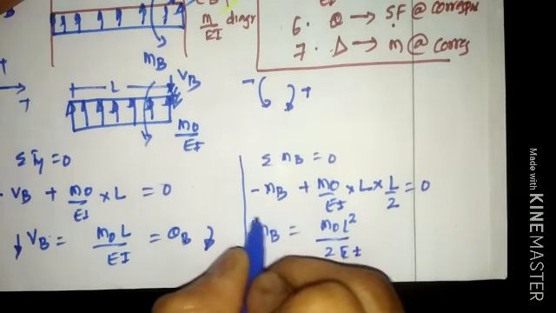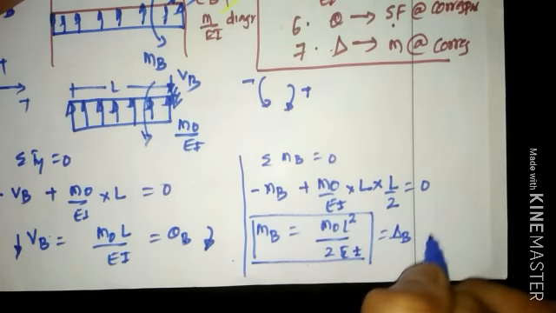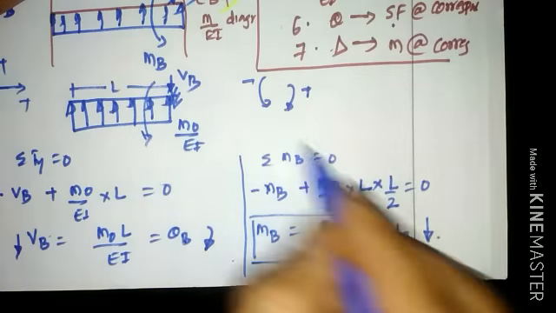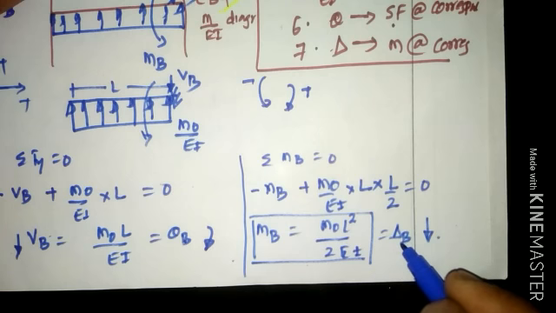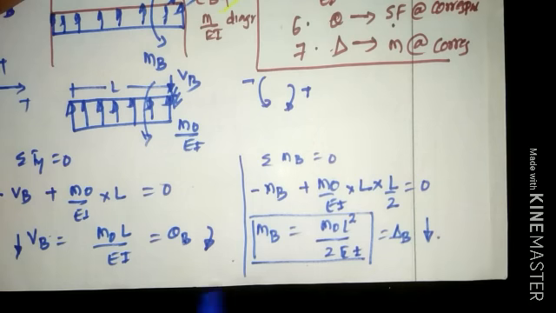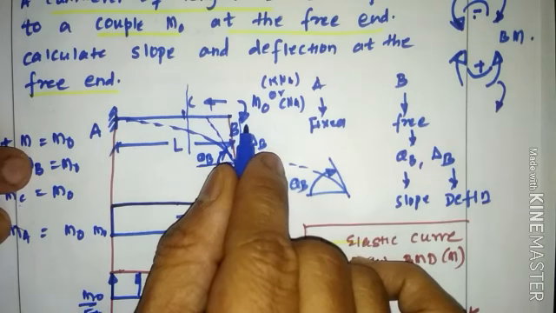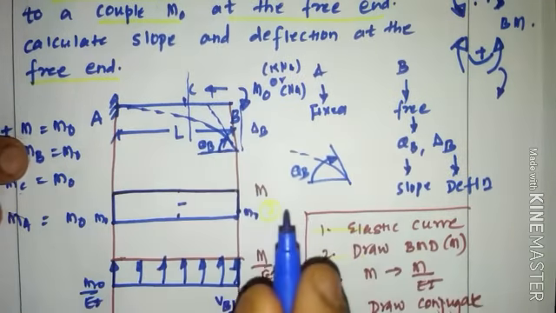So this is the convention for moment, and this itself will be called delta B. As the moment is in the anti-clockwise direction, anti-clockwise is negative, so downward deflection is to be considered negative. So this is the calculation of VB and MB, that is theta B and delta B, for a cantilever beam subjected to a couple of magnitude M0. Thank you. Have a nice day.